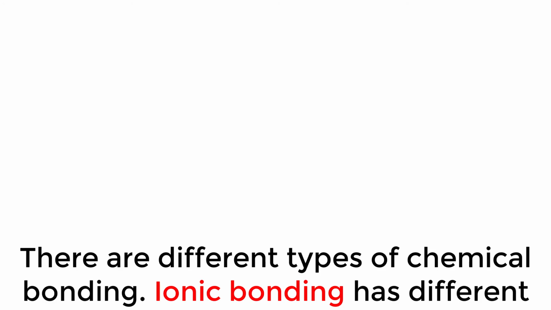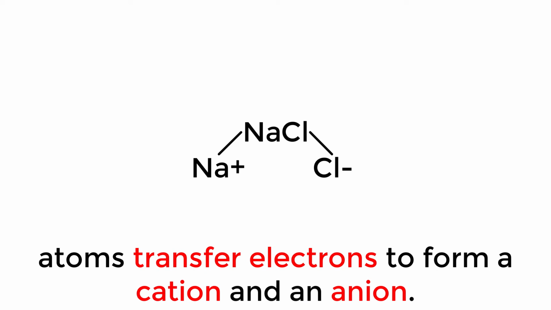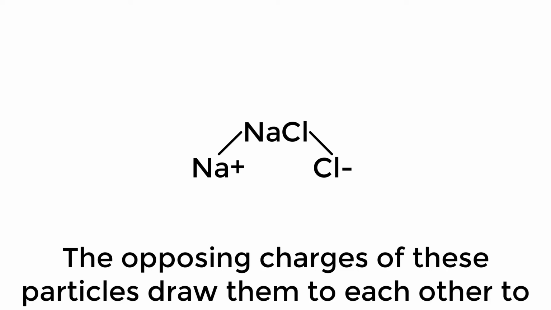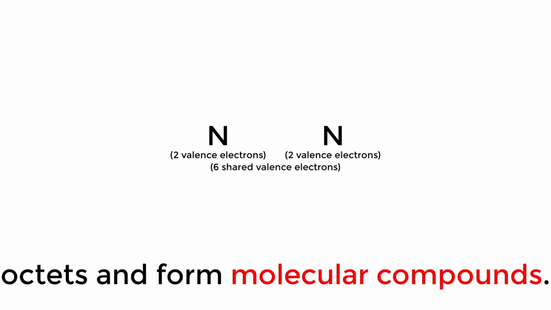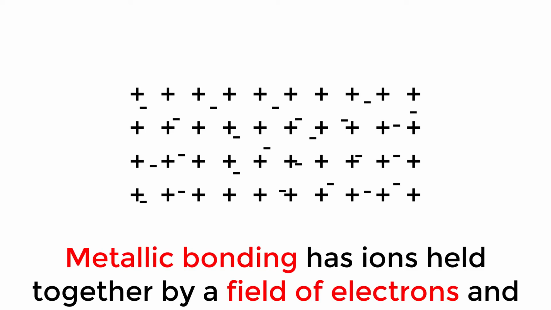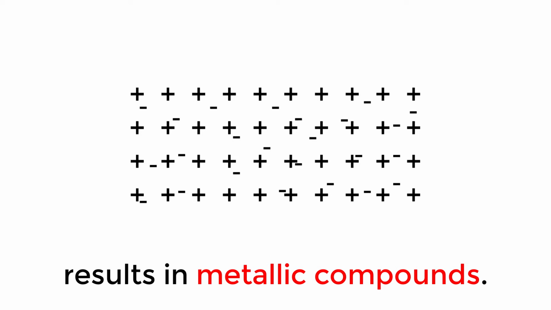There are different types of chemical bonding. Ionic bonding has different atoms transfer electrons to form a cation and anion. The opposing charges of these particles draw them to each other to form ionic compounds. Covalent bonding involves the sharing of electrons to complete each atom's octets and form molecular compounds. Metallic bonding has ions held together by a field of electrons and results in metallic compounds.